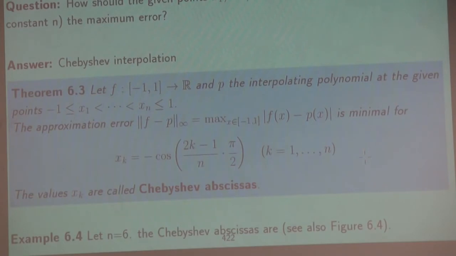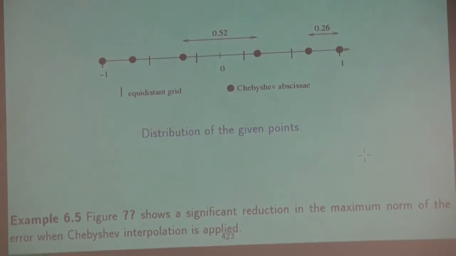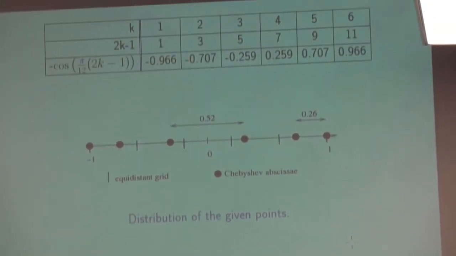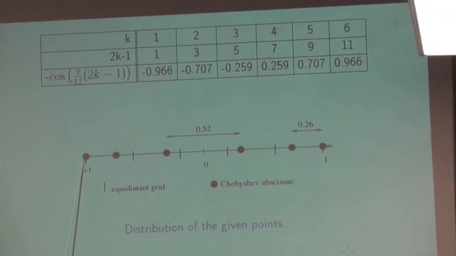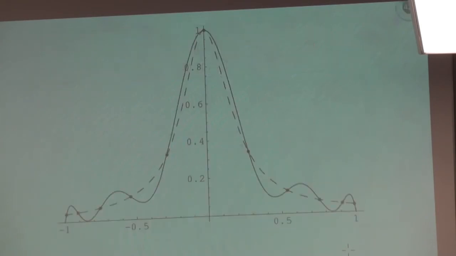Yeah, and now let's look at an example. For n equals 6, these are the points between -1 and +1. And you can clearly see that the distance here is about half the distance here in the middle. And yeah, what happens if we apply this is this. You have seen it already.